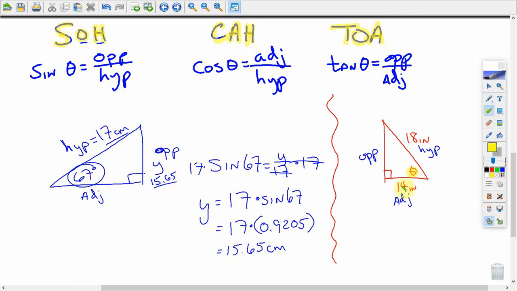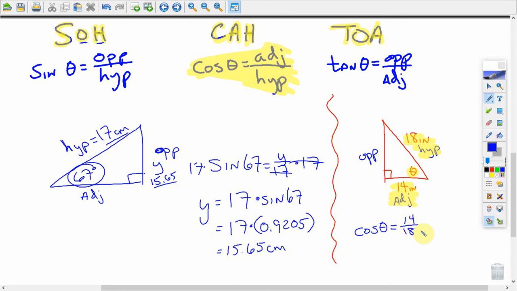We have data. We have a number for the adjacent and for the hypotenuse. So that should lead us to cosine right here. Because we know adjacent and hypotenuse, and we're going to try to solve for that theta. So we're going to write it like this. Cosine of theta equals adjacent over hypotenuse. So that's 14 over 18.